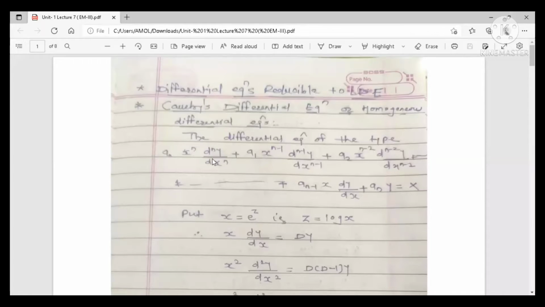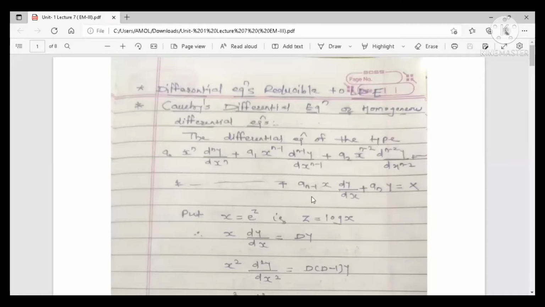See, in the first term, the nth order derivative term is there, d^n y by dx^n, and with it there is a polynomial function of the same degree n, and a constant coefficient a naught. In the second term, the n minus 1th derivative term is there, d^(n-1) y by dx^(n-1). With that derivative term, there is a polynomial function of degree n minus 1. In the third term, the n minus 2 derivative term is there. With that derivative term, there is a polynomial function of degree n minus 2, and the constant coefficient is a2, and so on.